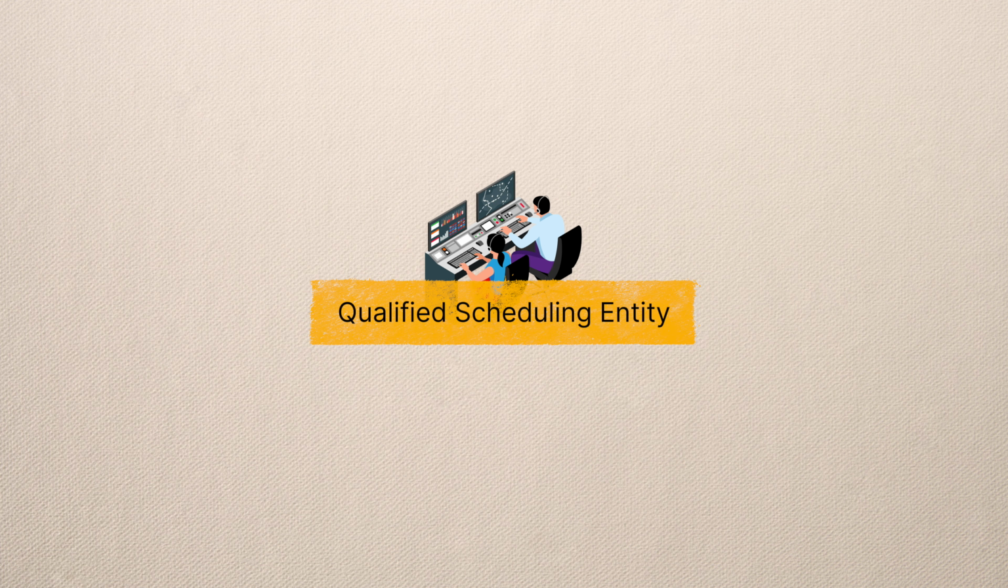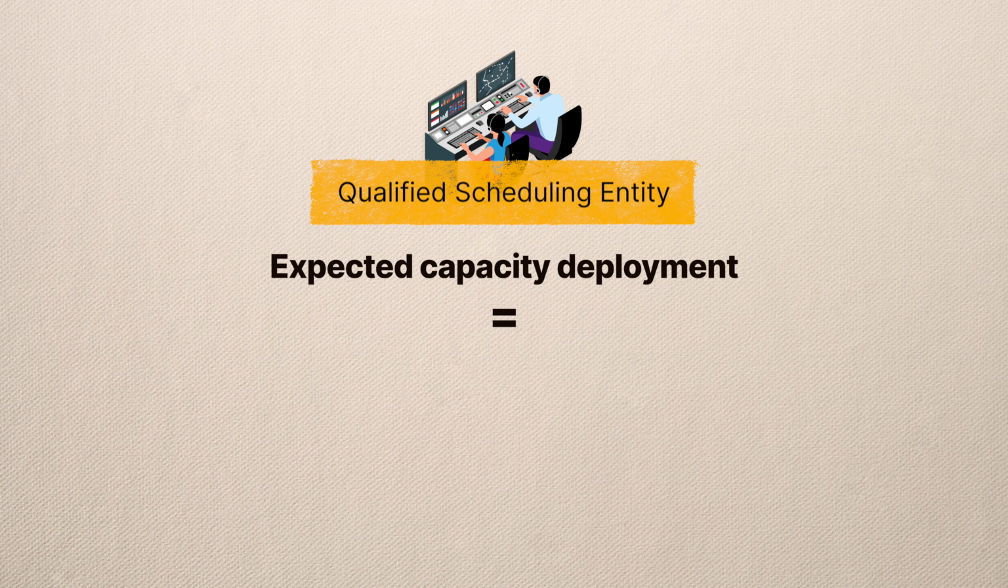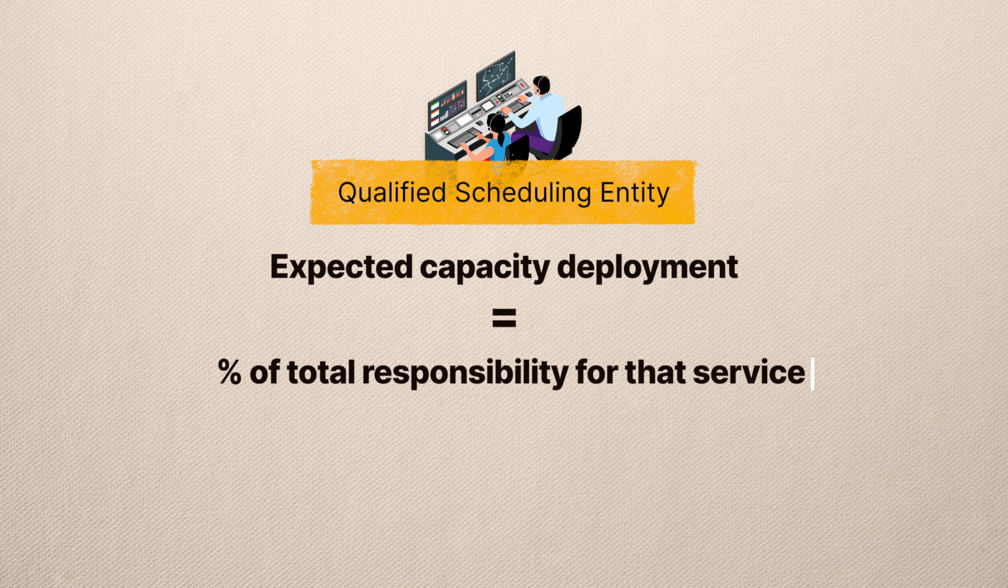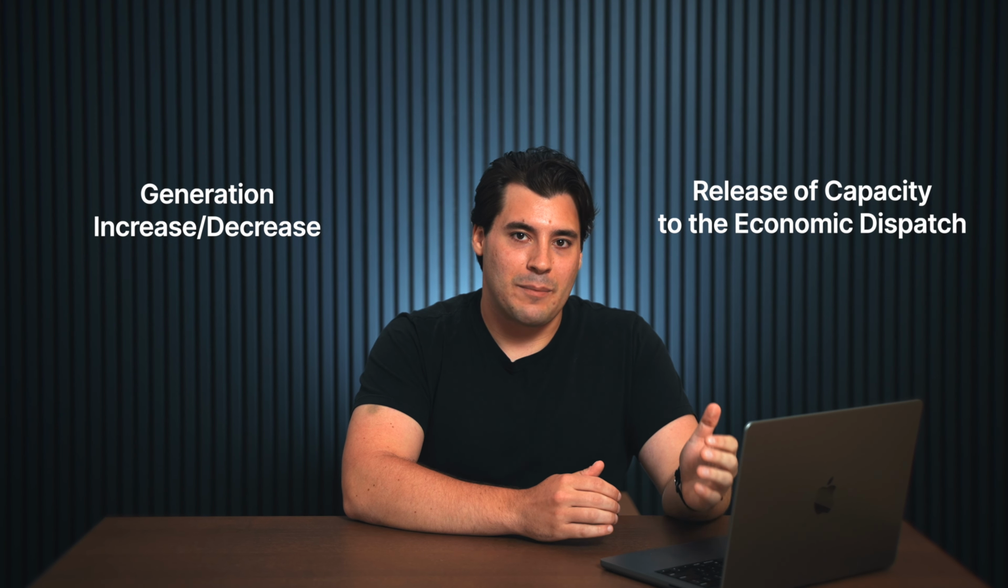Ancillary services in ERCOT are a huge part of the revenue stack for battery energy storage systems. But what happens when these services are deployed? For most ancillary services, the amount of capacity that a resource operator or a qualified scheduling entity is expected to deploy is based on the proportion of total responsibility for that service that they've been awarded. And deployment falls into two categories: generation increase or decrease, and release of capacity to the economic dispatch.